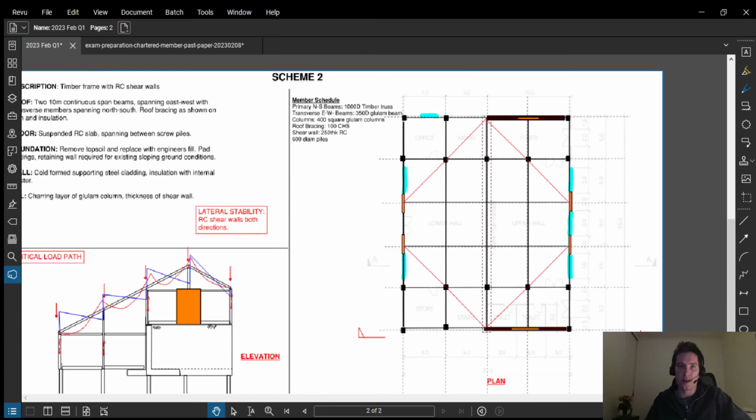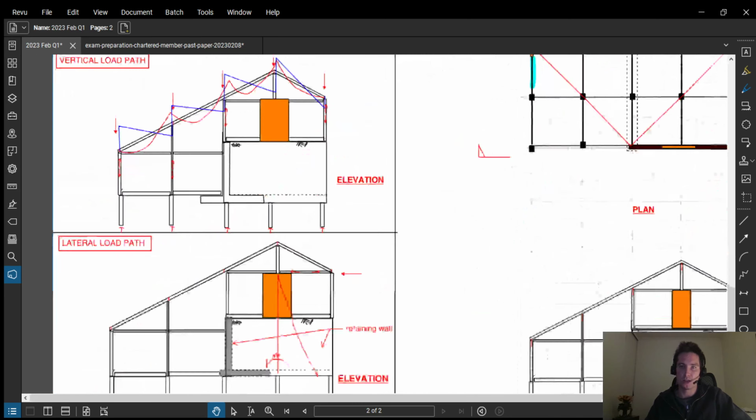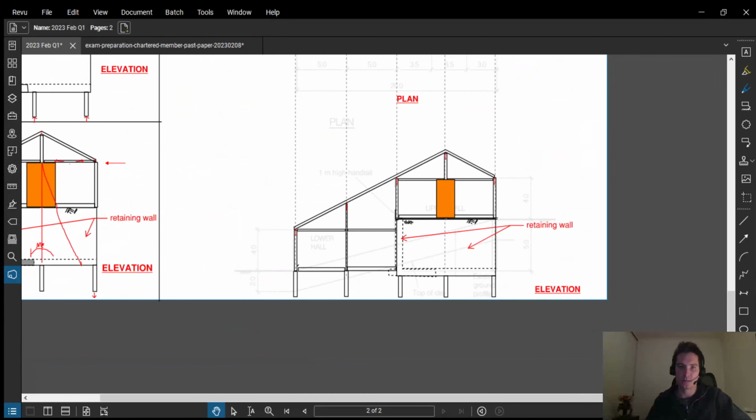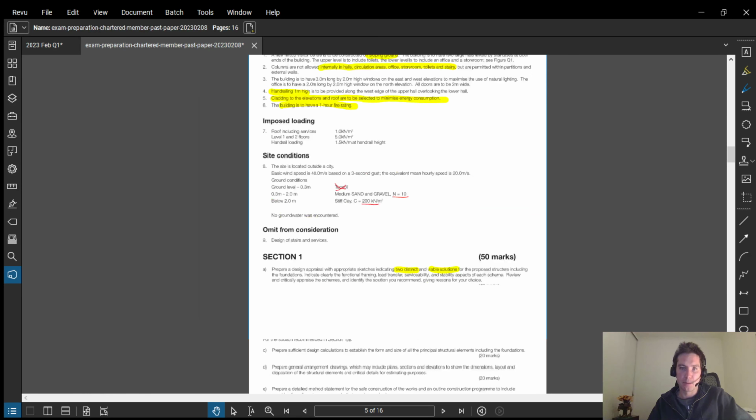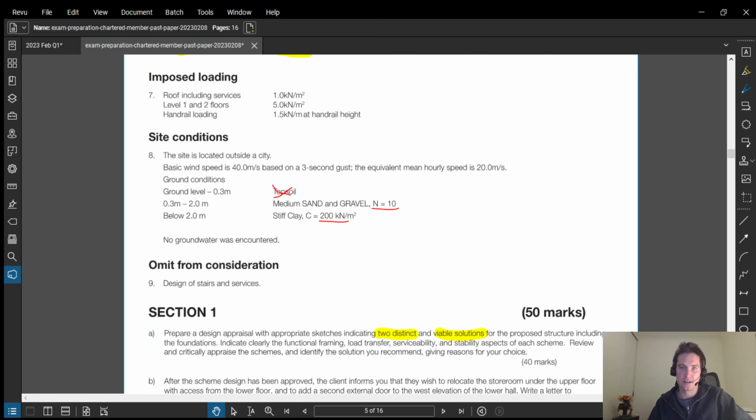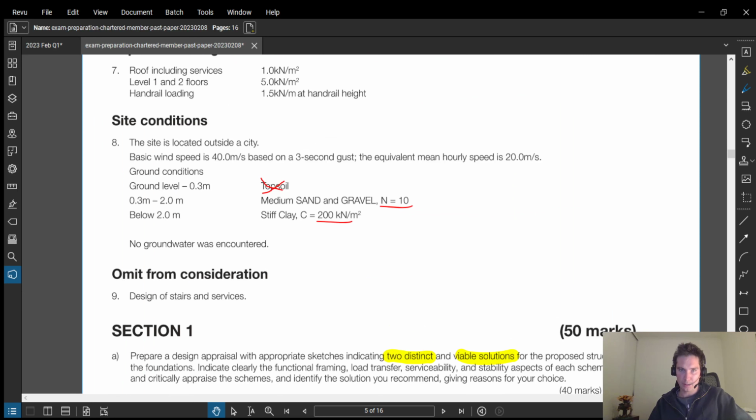And the foundations that I show here are some screw piles. So that's getting to that stiffer clay with the much higher bearing capacity. So what do they say? This has got 200 kPa undrained shear strength. So that would equate to about 500 kPa allowable bearing pressure, which is much higher than the medium sand that we've got here.